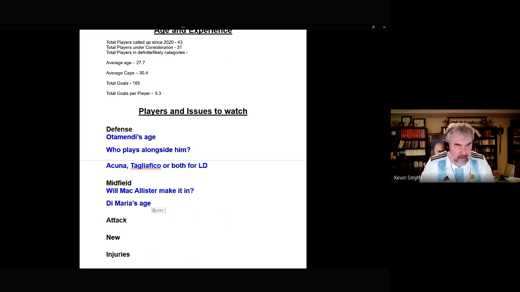We also have Di Maria's age to consider. He's 34 years old. And is that too old for a midfielder?